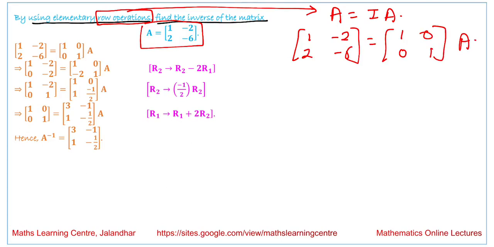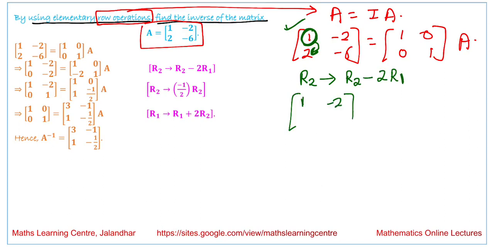Now we want to convert this matrix to the identity matrix. So the procedure is, look at this number over here. With the help of this number we have to convert this element to 0. So we are changing row 2 in such a way that row 2 becomes row 2 minus 2 times row 1. So what we will obtain is that the first row is the same, and this A will remain as it is.